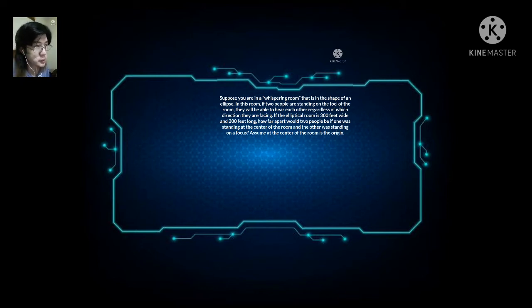Assume the center of the room is the origin. So according to the word problem, we are going to find the distance from the person standing at the origin to the focus point. On the first step, we are going to identify the length of the major axis and the minor axis through the given value of the length of the whole ellipse.